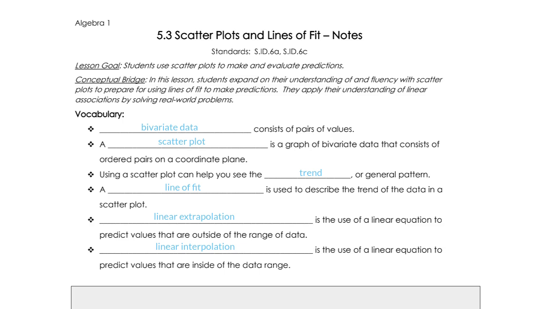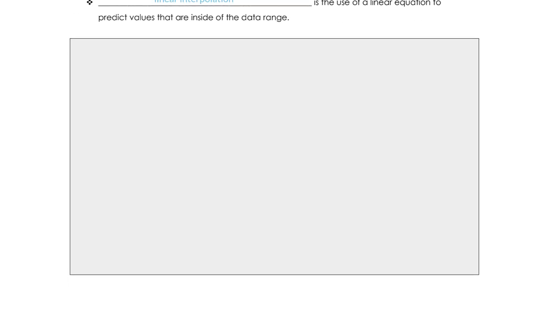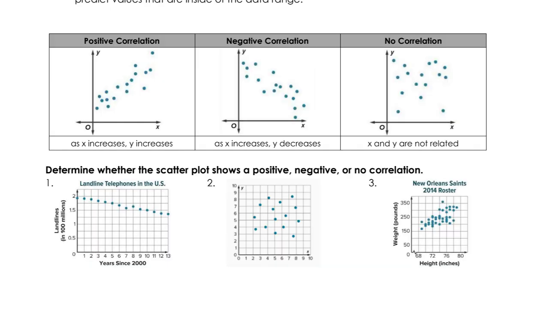And then the last two words we have here, linear extrapolation is the use of a linear equation to predict values that are outside of the range of data. And then linear interpolation is the use of a linear equation to predict values that are inside of the data range. And we will also talk about that more on the back side of your notes.